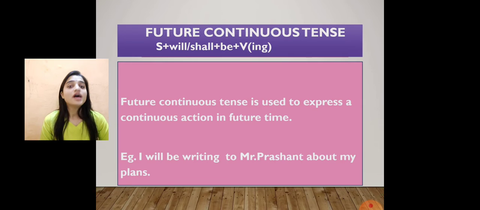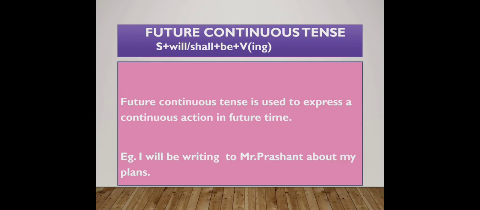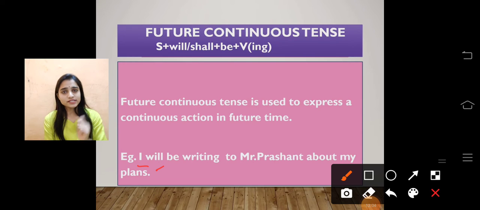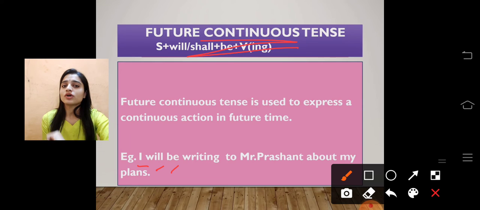If we look at the structure of the tense, then we have the subject I. I is your subject because it is future tense. It is a sentence of future tense, so will, and will always is a modal. So there will be the first form of the verb, that is be, and it is a continuous tense. Because it is a continuous tense, that means the main verb will be in its ing form. So I will be writing to Mr. Prashant about my plans.